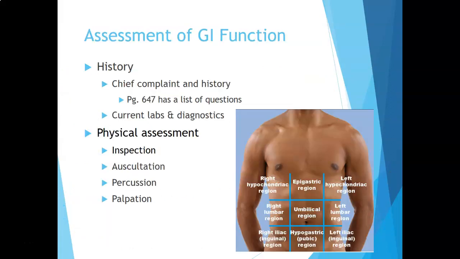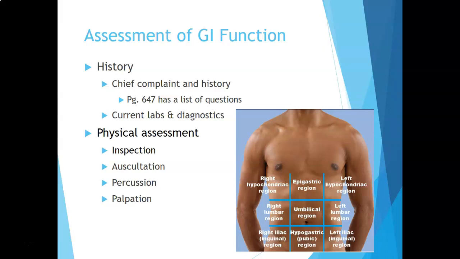So we've done A&P review, so we're going to launch right into the assessment of the GI system and GI function. So the assessment for problems of the digestive system and the accessory organs is going to begin during history taking. First, we're going to be looking at chief complaint and history. So page 647, I think, in your MedSurg book has a pretty good list of questions. It's a very long list of questions.